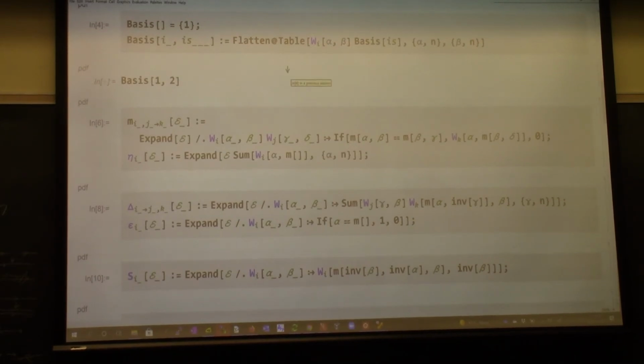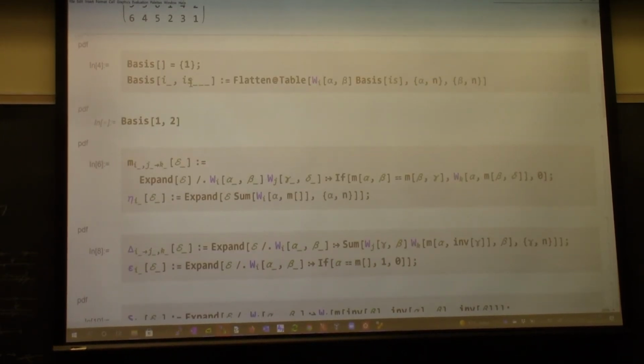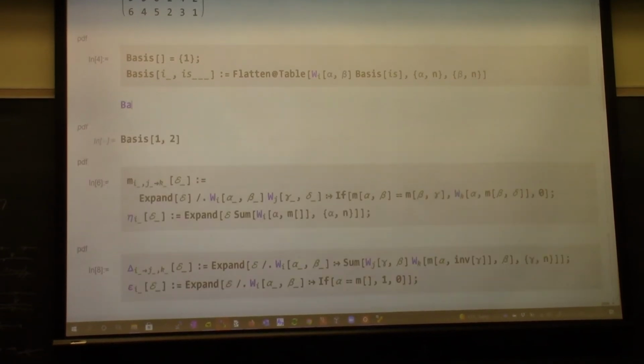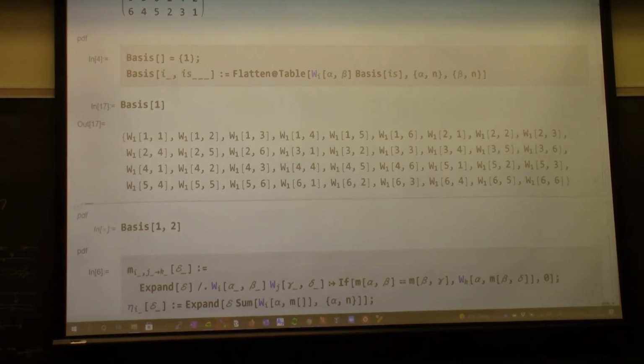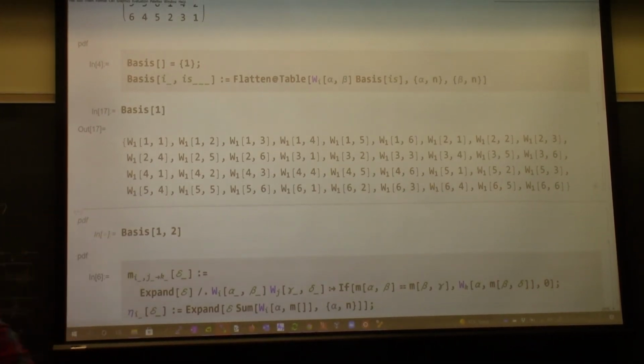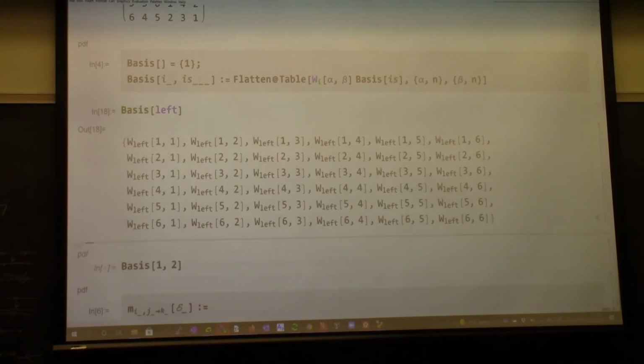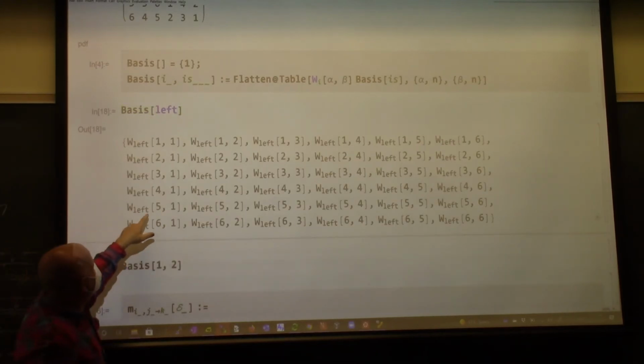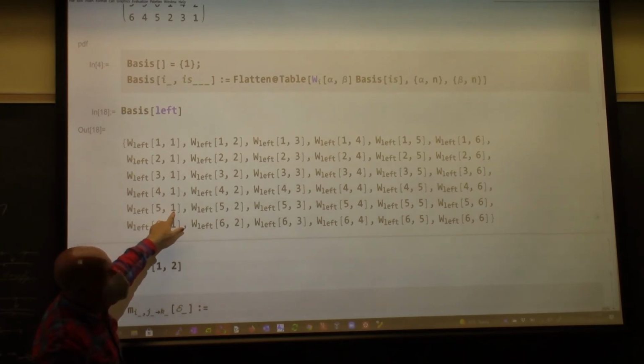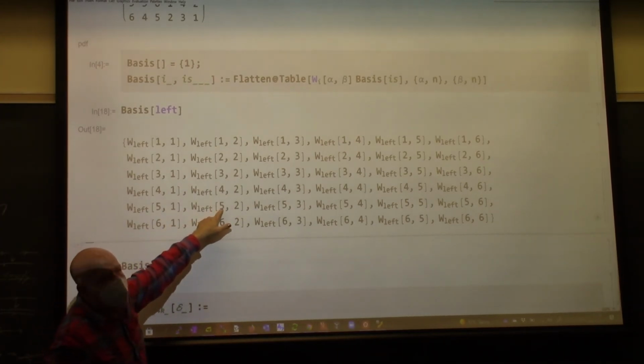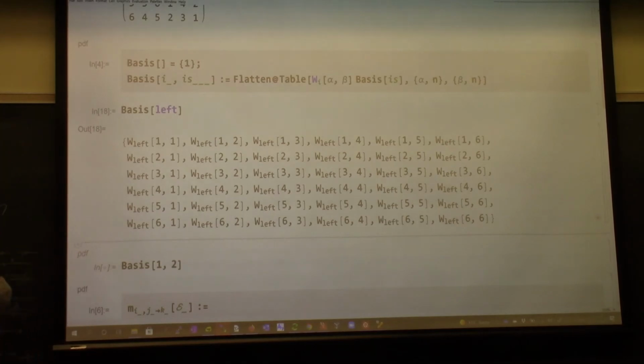Anyway, then I define the basis. The basis of a single tensor factor is, you know what, the 1 stands for the label of the tensor factor. So if I want to label the tensor factors left and right, then I'll have W sub left with alpha equals 5, beta equals 1.